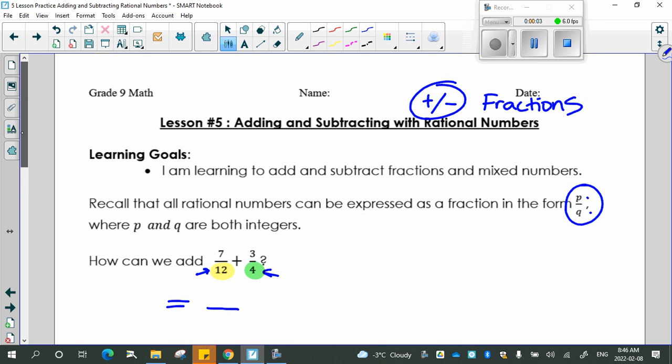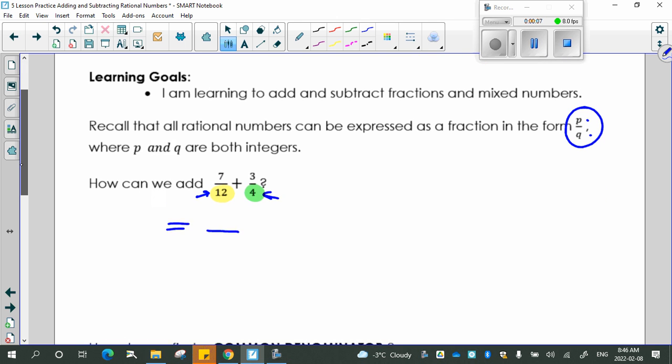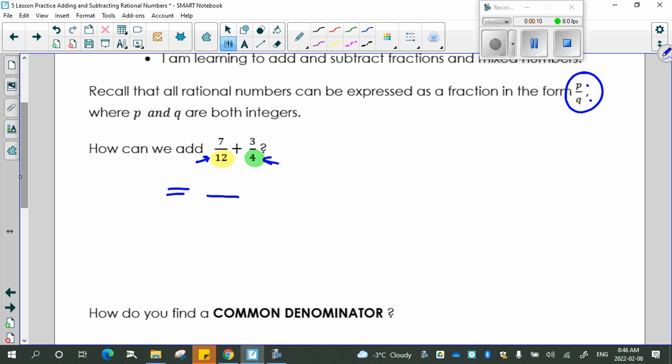Okay, so we are adding and subtracting rational numbers, which are positive and negative fractions. And when we add rational numbers, we need a common denominator. We figured that 4 goes into 12 3 times, so we know 12 is our common denominator. So the next step is I'm going to write out both fractions with denominators of 12. Notice I didn't touch the numerators yet.